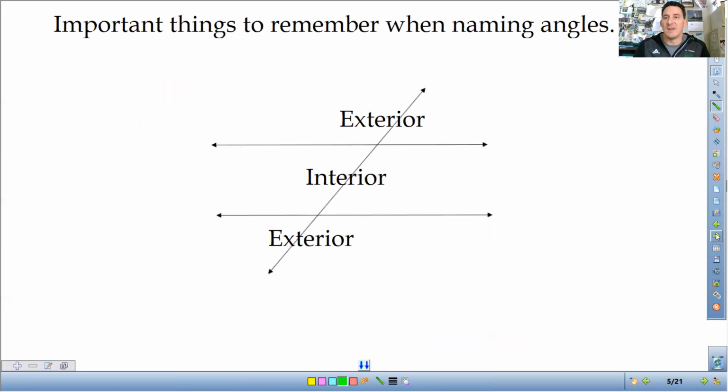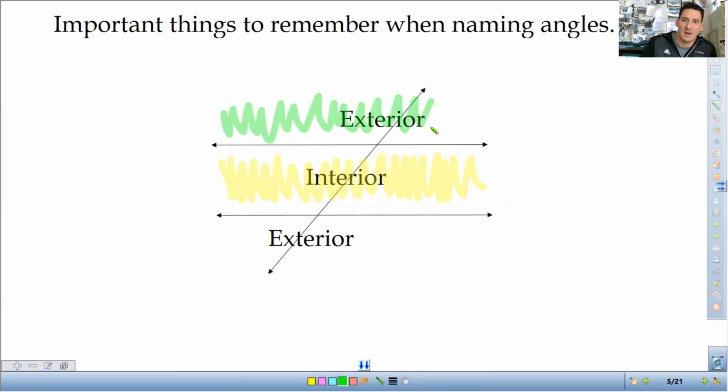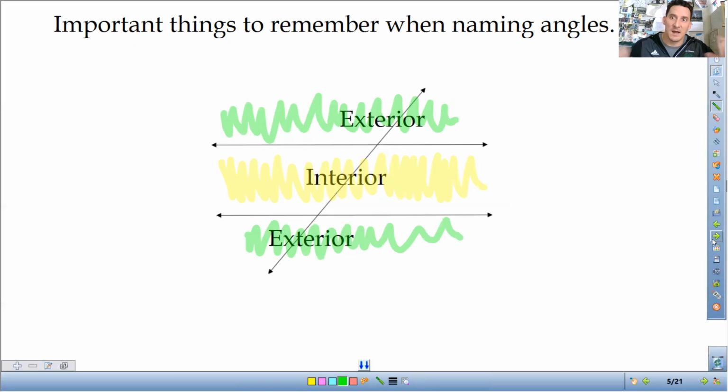All right, before we talk about the next ones, we need to talk about the interior and exterior. That's a term that's going to be used a lot here. So when you hear interior, that's talking about the space in between the two parallel lines. When you hear exterior, that's talking about the space outside of the parallel lines. So hopefully that makes sense. But again, interior is in between the lines. Exterior is outside of the parallel lines.